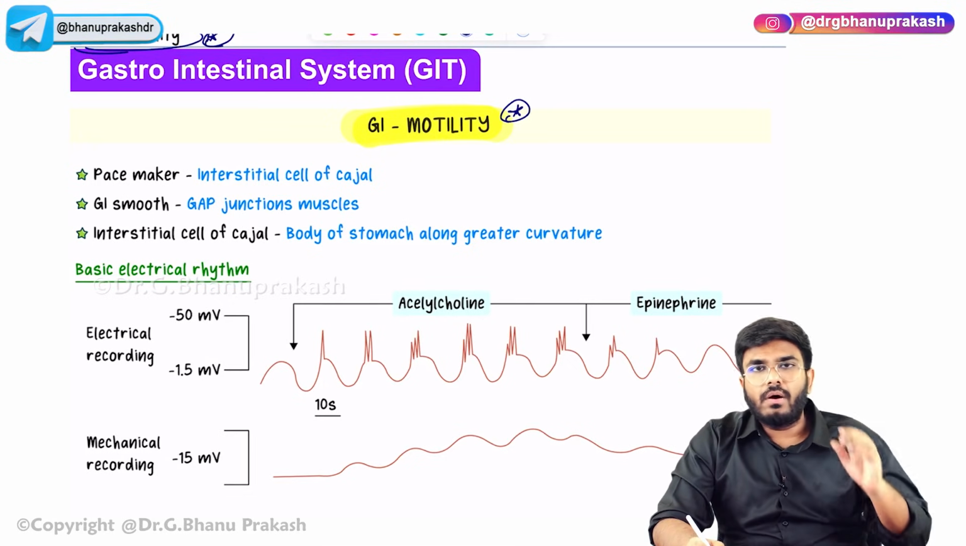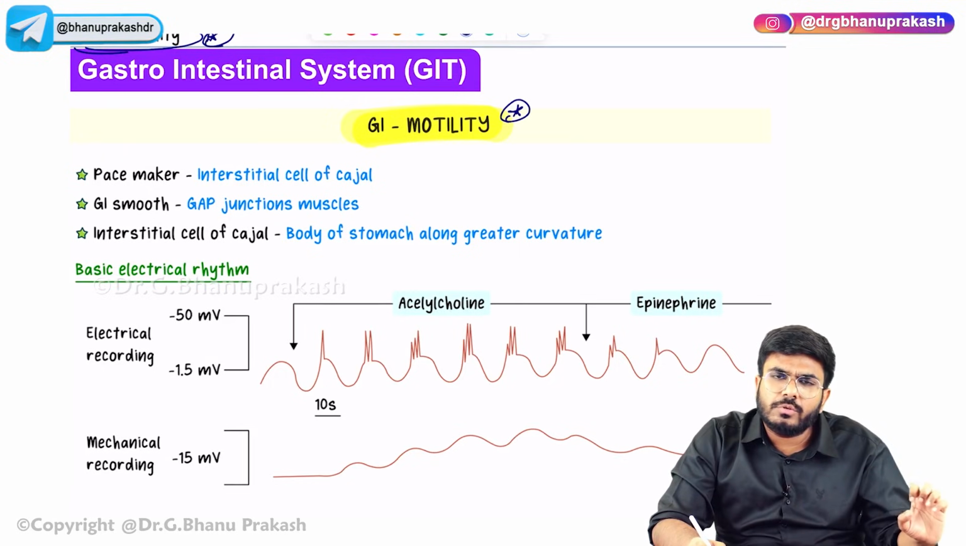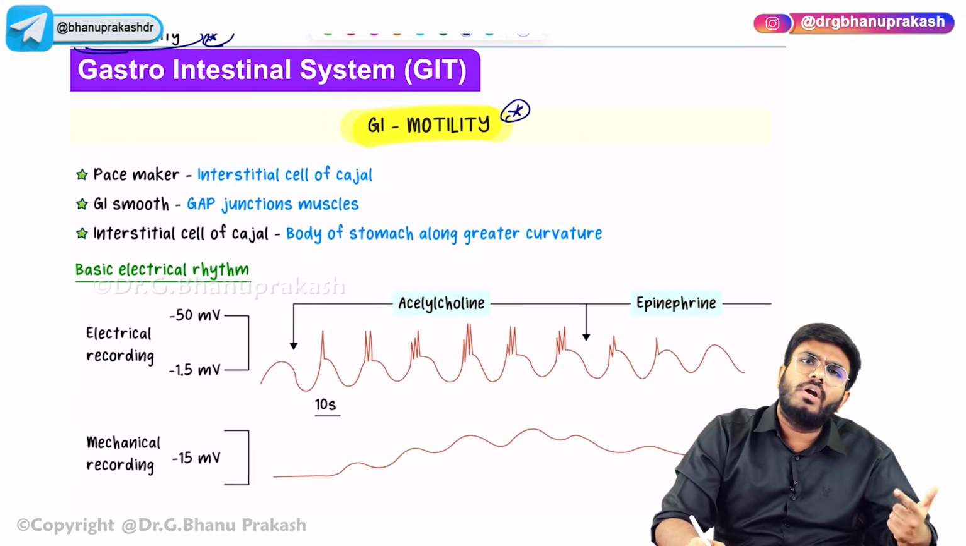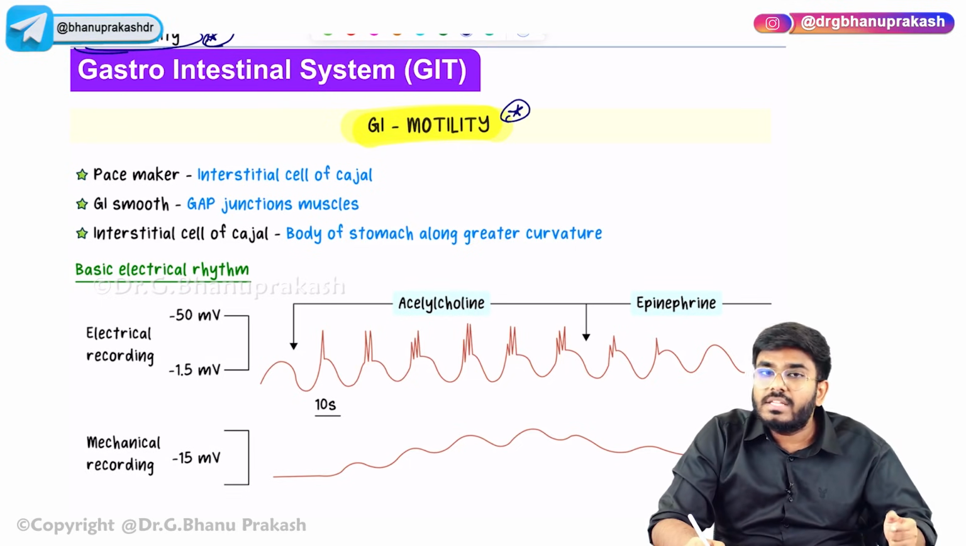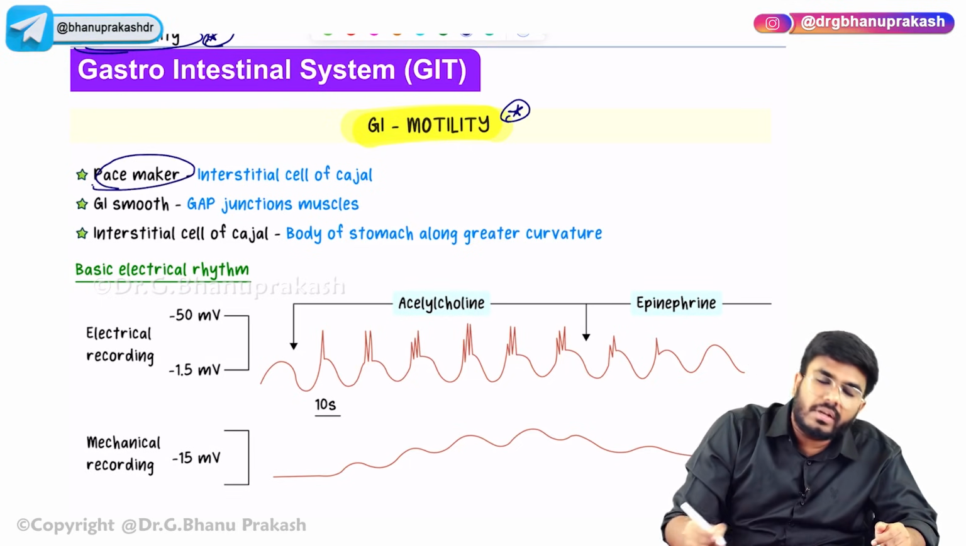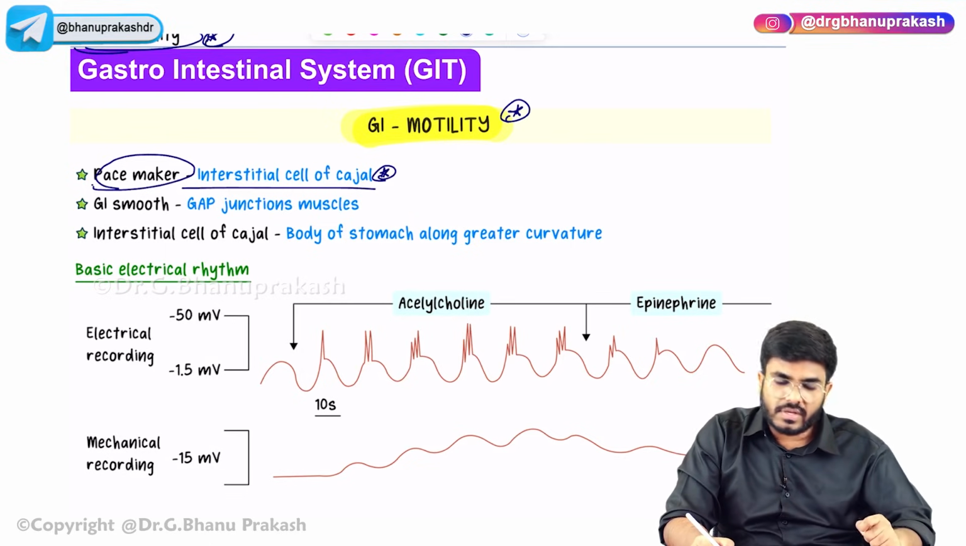gastrointestinal motility. Now, I am asking you, your GIT contractions, are they under your control? Your GIT is made of smooth muscles. Can you contract the smooth muscles? No, it's not under your control. Then, who is controlling it? Pacemaker cells. The pacemaker cells of your GIT are called the interstitial cells of Kajal.